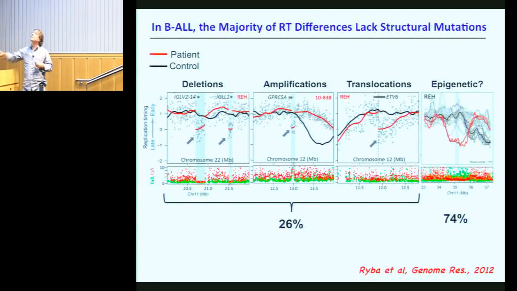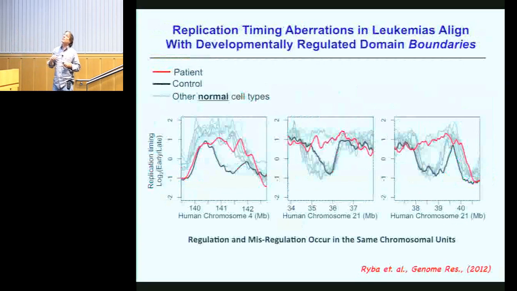And we have additional evidence for that. When we look at these, the red is the patient, the black is the so-called non-leukemics, and the gray is other cell types. We find that when you find these fingerprints of leukemia, they match the patterns of other normal cell types, as if what distinguishes normal cell types from each other is distinguishing the cancers from each other. So we think these are abnormal developmental control. One of the things we'd like to do is get deeply into the hematopoietic system and see where they come from. Where are these leukemias getting these aberrant replication timing programs?